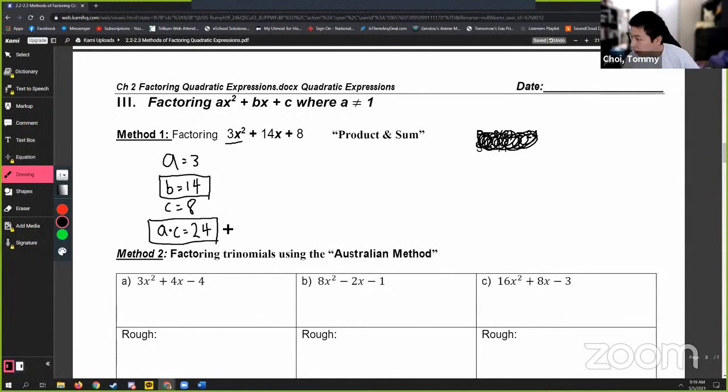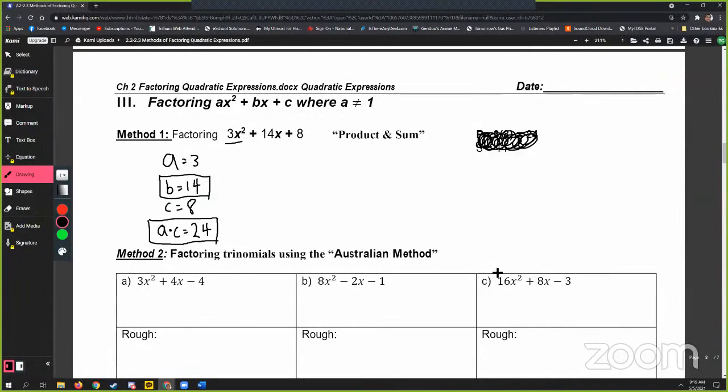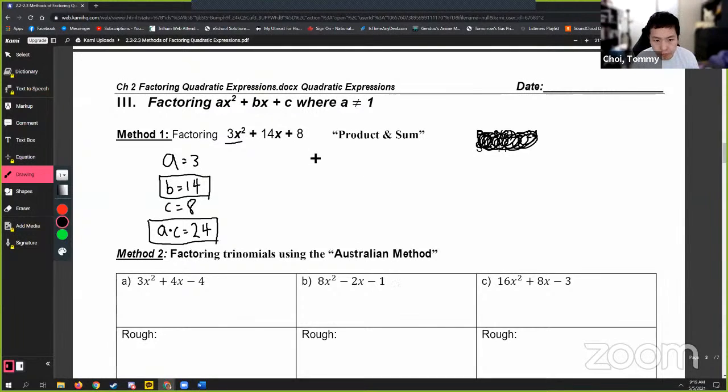So now the slight difference here is that we need to think of two numbers that add to 14 but multiply to 3 times 8, which is 24. So two numbers, can anyone think of two numbers that multiply to 24 but add to 14? 12 and 2. Very good. 12 and 2. Okay. So this one works a little bit differently.